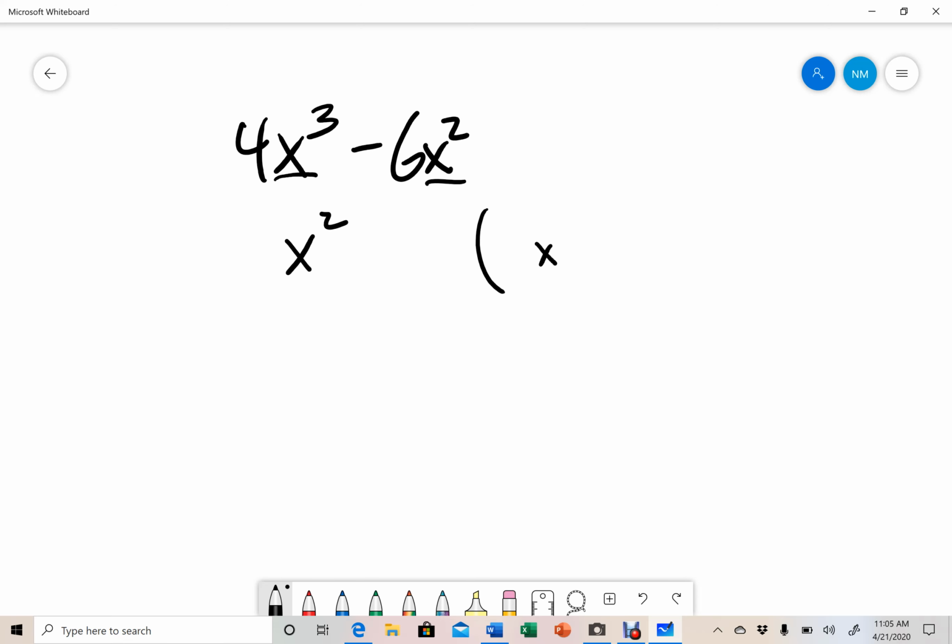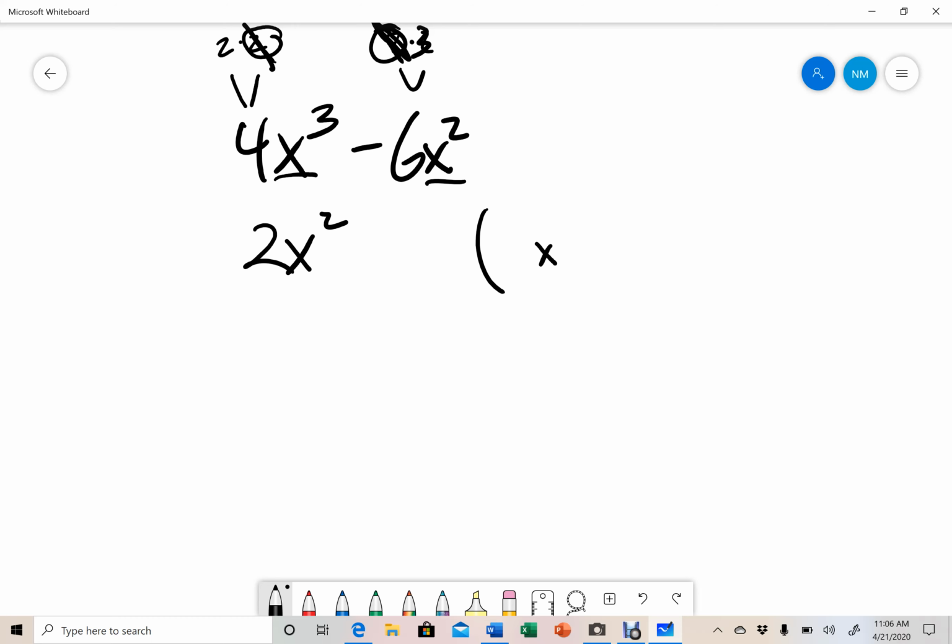Then I look at my numerical coefficients and I say, are there factors that I can pull out that are common in both of those? Well, we know that 4 is a combination of 2 times 2, and 6 is a combination of 2 times 3. So we see a common factor of 2 that we can pull out of here. So I'm going to pull 2 out, okay? So I'm pulling these 2 out of my factors for 4 and 6.